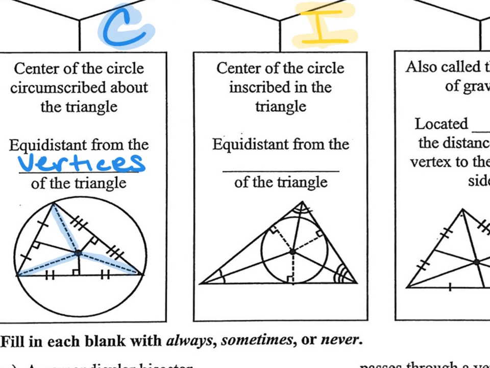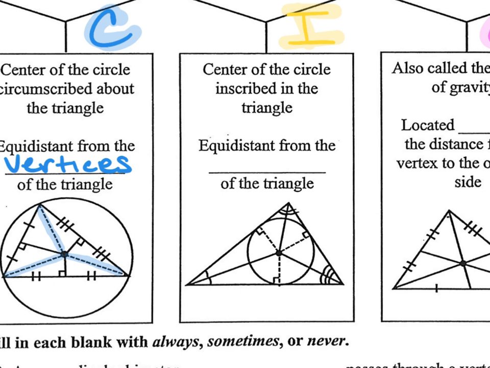The in-center is going to be equidistant to the sides of the triangle. So our little dashed lines here go from the in-center straight to the sides. Those are all going to be congruent. So if we were setting up an equation, we'd make them equal to each other.